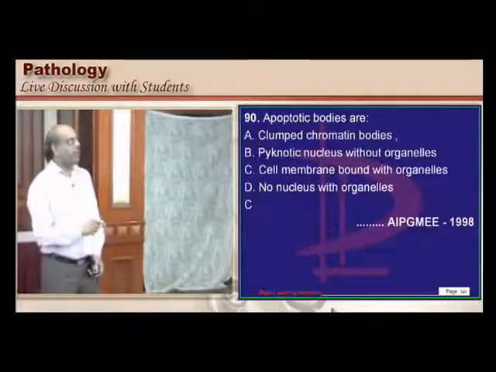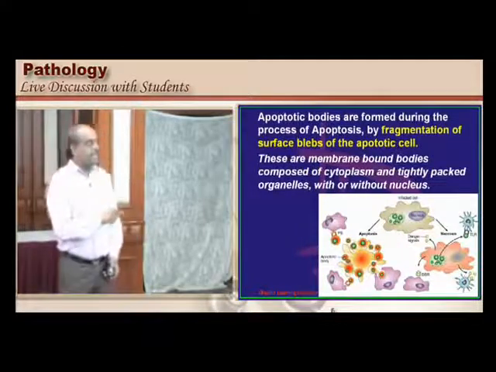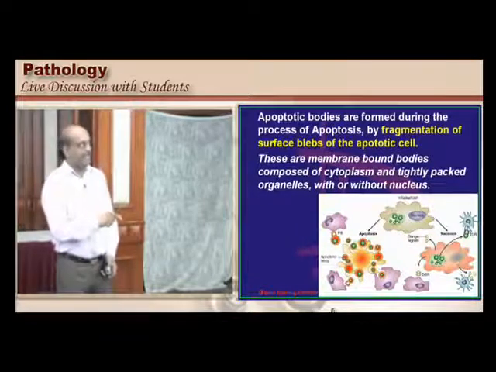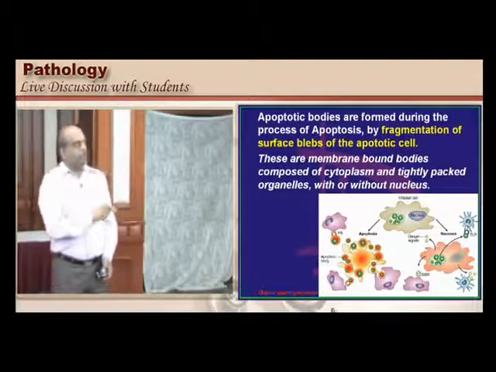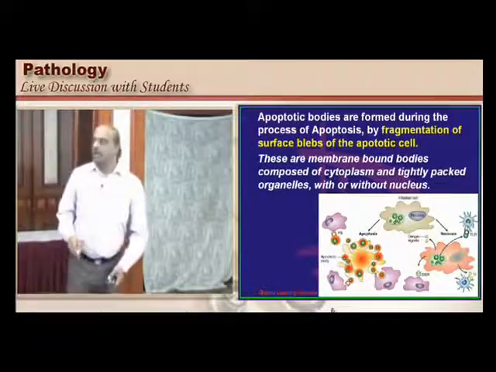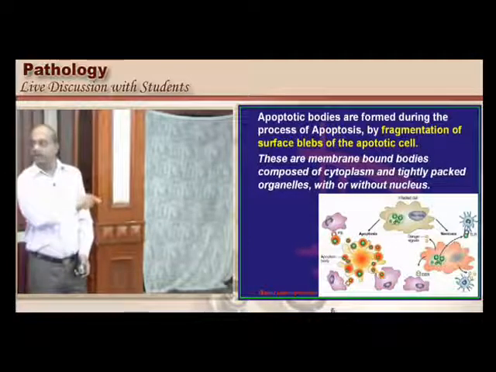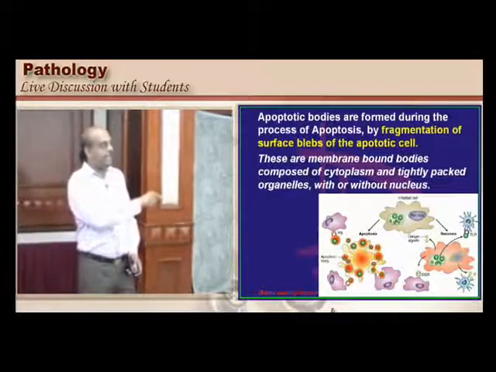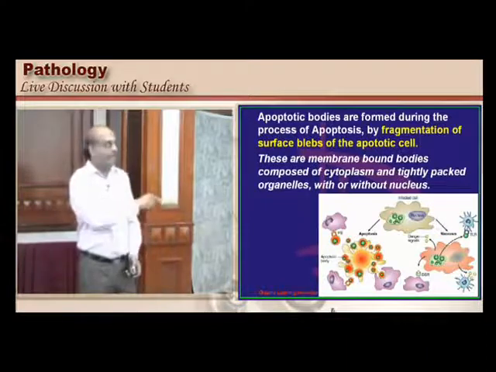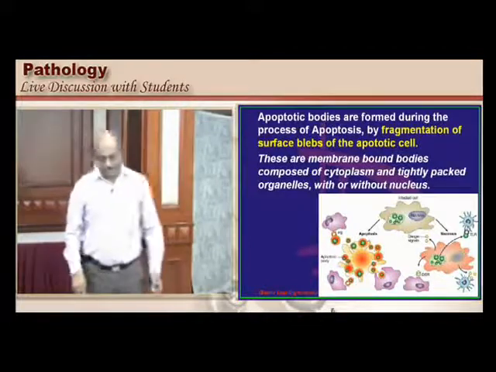Now what are apoptotic bodies, doctor? Apoptotic bodies are formed by the fragmentation of the surface blebs on the apoptotic cell, and these membrane-bound bodies composed of cytoplasm and tightly packed organelles, with or without nucleus, are called apoptotic bodies. Once the cell is infected and bound to undergo apoptosis, a lot of cell membrane blebs form, and these blebs slowly condense and detach from the cell, forming the apoptotic bodies.